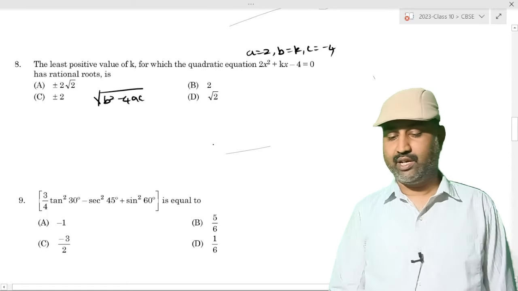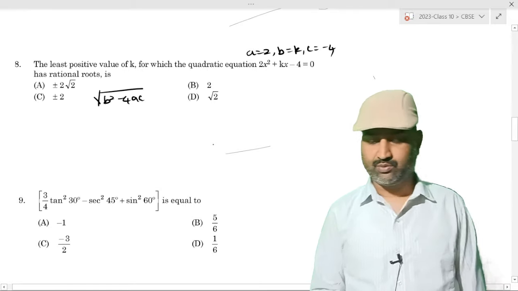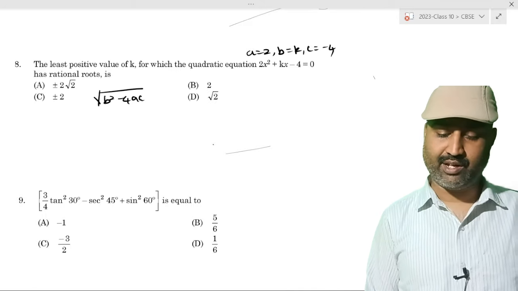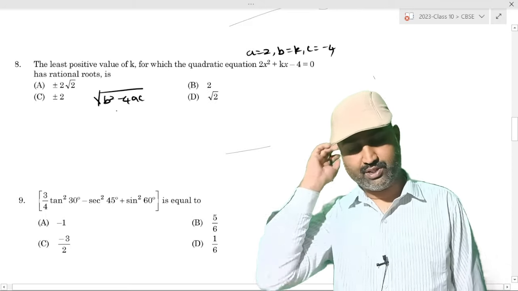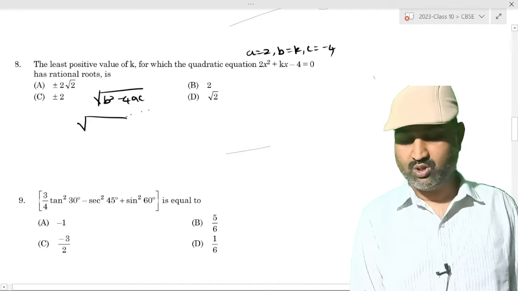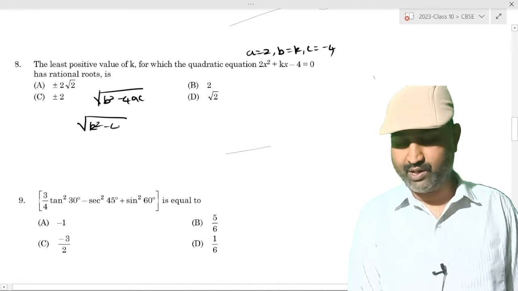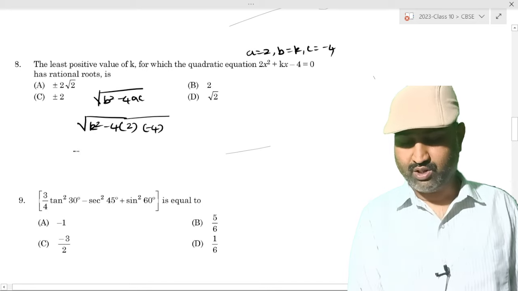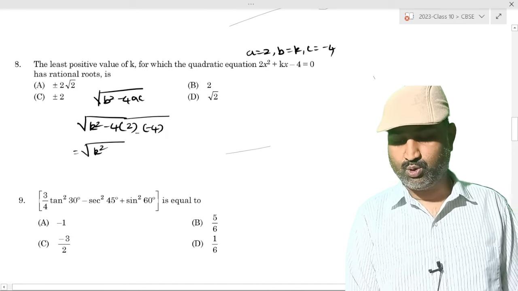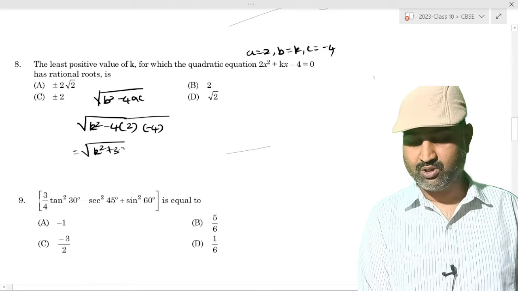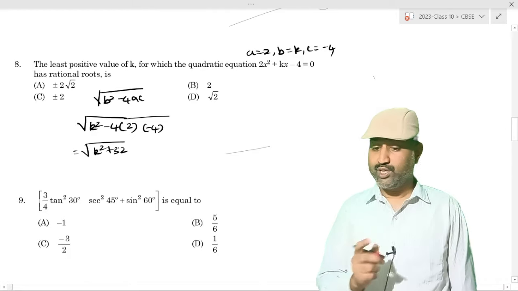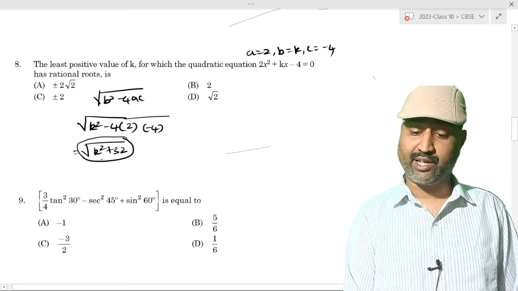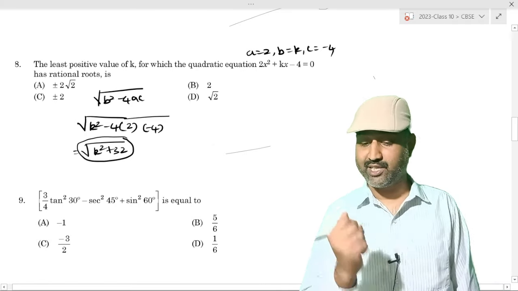The explanation can be found in my videos, why it becomes rational. Since I am solving MCQs here, I am trying to optimize the time. All the steps you can check in my previous videos. Now b is k here, so k square minus 4 times a, which is 2, times c, which is minus 4, is equal to k square plus 4 2s are 8, 8 4s are 32, minus minus plus. Now, if this value should be a perfect square, the least value of k square should be 4, because 4 plus 32 is 36.